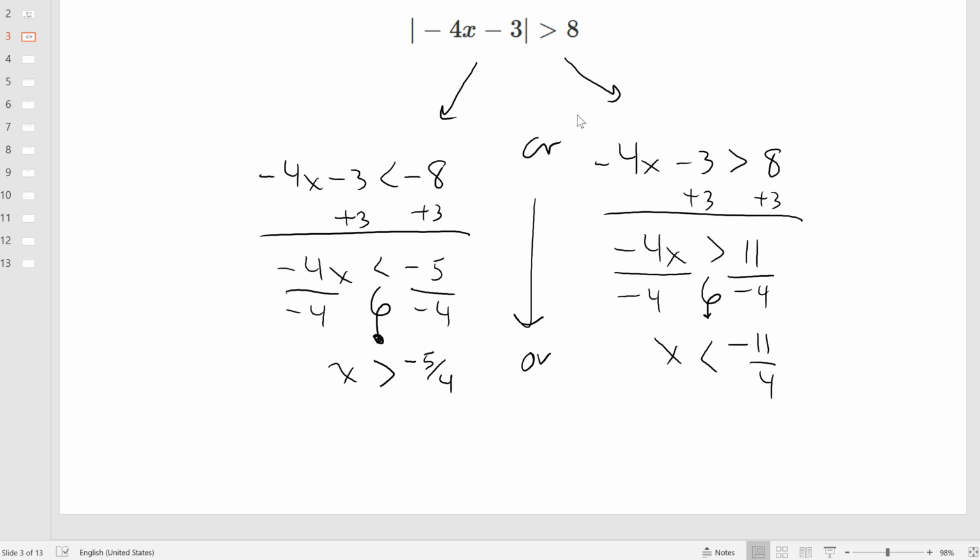And let's see what we got here. So that means this is the smaller one, right? Negative 11/4 would be smaller than negative 5/4. So it looks like negative infinity to negative 11/4, parenthesis, union, parenthesis, negative 5/4 off to positive infinity. Let's see if we are correct.